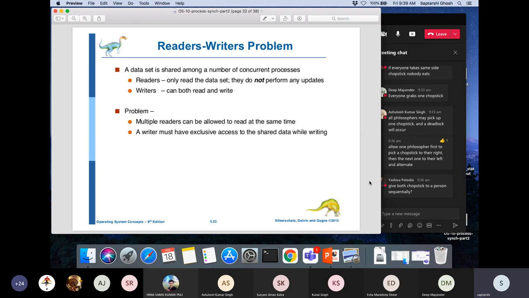Readers only read, they do not perform any updates, whereas a writer can both read and write to the dataset. The problem is multiple readers can be allowed to read at the same time, but a writer must have exclusive access to the shared data. I think this is intuitive. It's like a notice board, so many people can read together, no problem. But if a writer is writing, and remember, there are multiple writers, so if one writer is writing, no other writer should be allowed to write.